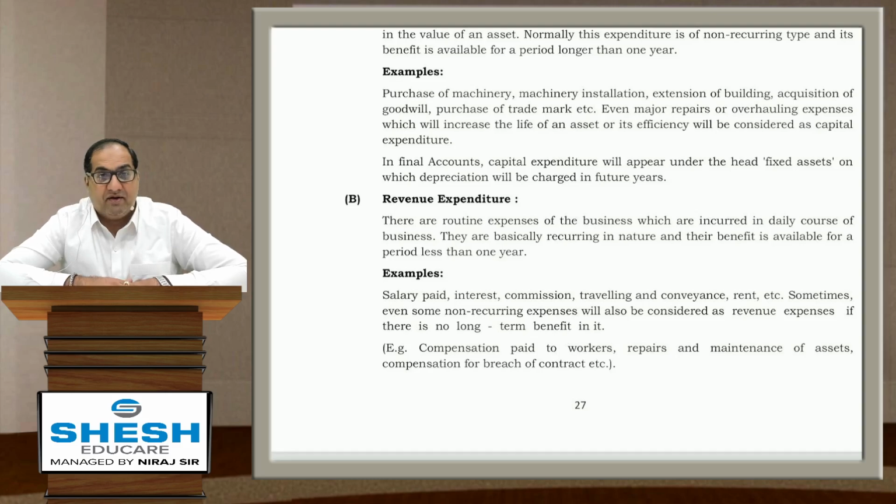So in the contract conditions were mentioned, and those conditions are broken from your side. So it's a breach of contract, right? You have to pay compensation. So that compensation that you're paying is not at all recurring in nature. It is non-recurring, but still it will be treated as revenue expenditure because it has got nothing to do with any long-term benefit.